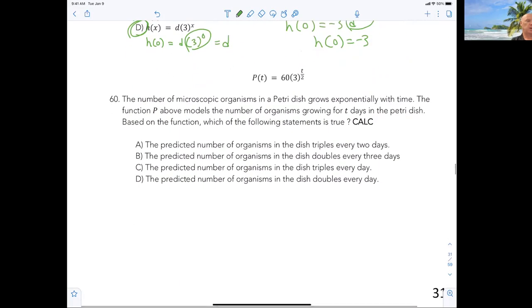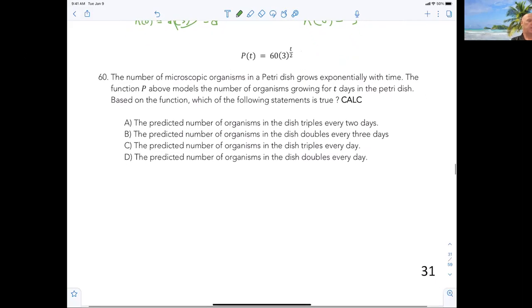Next, this says calculator, but I'm not real sure if I want to use a calculator. Let's look at this real quick. Everybody, the number of microscopic organisms in a petri dish grows exponentially with time. The function P above models the number of organisms growing for T days in a petri dish. Based on the function, which of the following statements is true? We don't need a calculator for that. I don't know why they put calculator there.